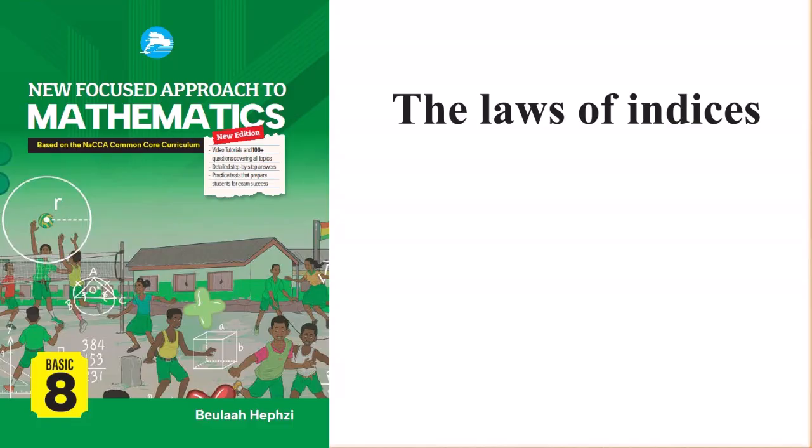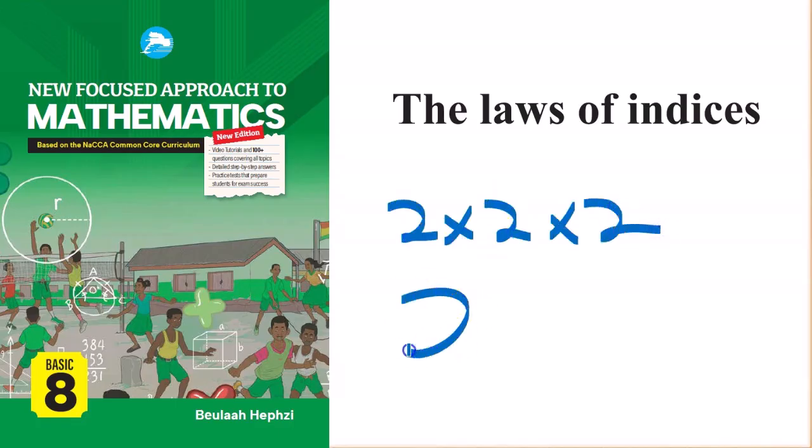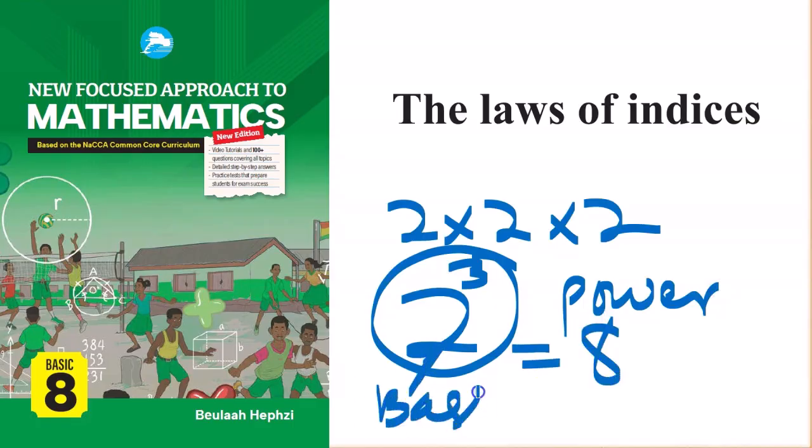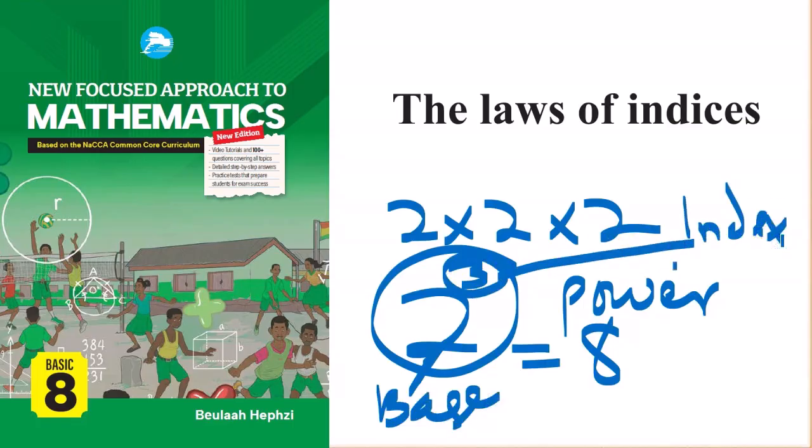When we talk of indices, all we are trying to say is if we have multiples of a particular number by itself, let's say I have 2 times 2 times 2, I can write this as 2 to the power 3. That is 2 to an exponent of 3. In indices, we call this whole thing power, and the result here will be just 8. Now the number here is called base, and the upper number here is the index or exponent. So that is what we are going to look at.